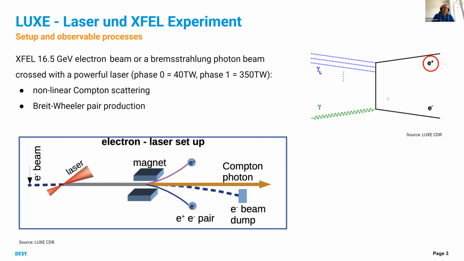The second process is Breit-Wheeler pair production. In this process, matter is created from the collision of at least two photons, so an electron-positron pair. This process is shown in the figure on the right. And our track reconstruction algorithms are used to reconstruct these positrons.